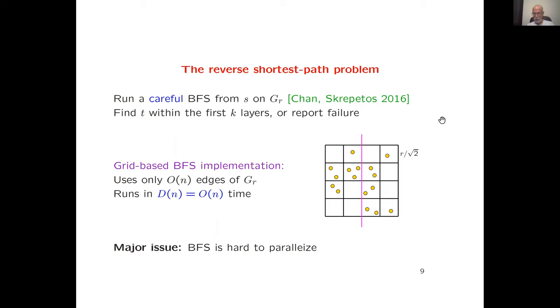The general idea, I will not go into the details, but just a few hints. If you place the points in a grid of cell size R over square root two, every pair of points in the same cell are at distance at most R from one another, so they form a clique in the graph. So once the BFS has reached a cell of the grid, all the points there go into the next layer in the worst case. But also any other neighbor of any point in the cell has to lie in a nearby cell, maybe not exactly the next cell, but two cells apart or something like that.